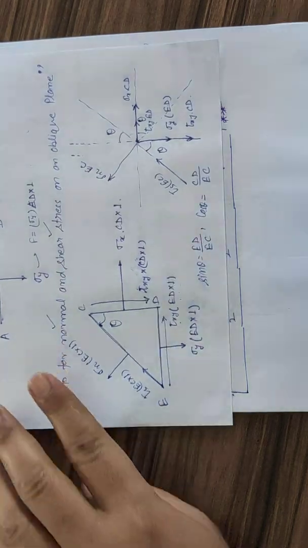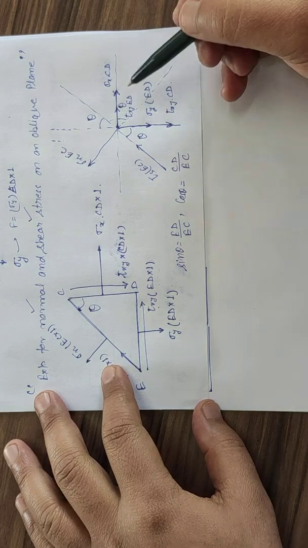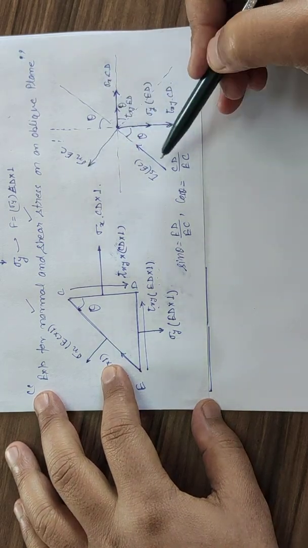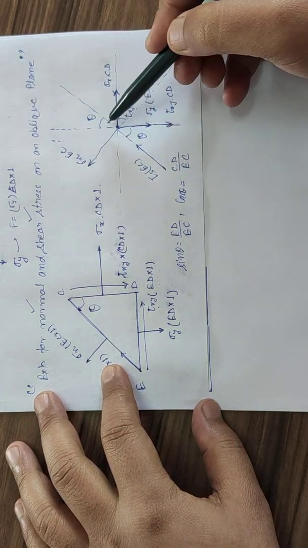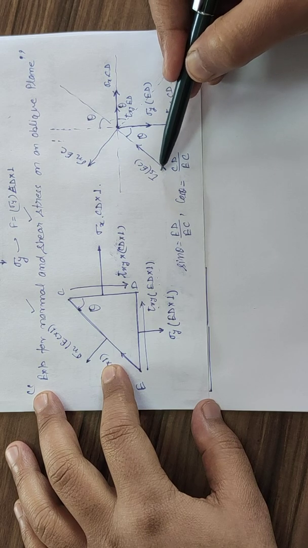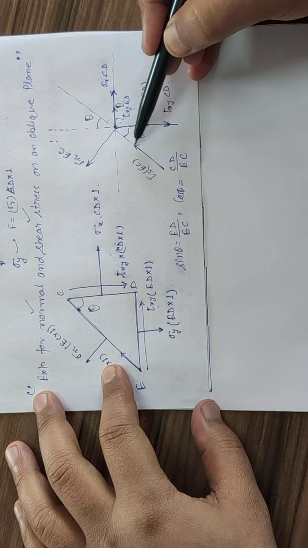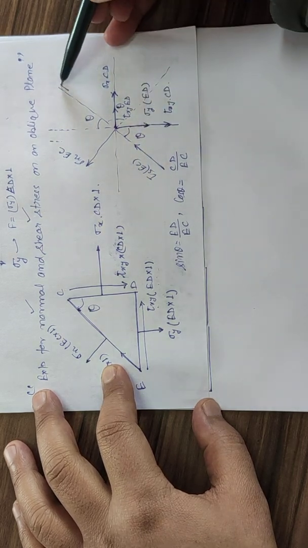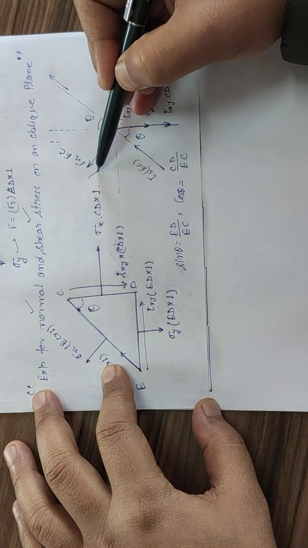Now the second part. Now we have balanced the normal stress, and now we will balance the shear stress. The shear stress tau s means the shear force which is acting in this direction. Now we have to take this direction; we have already taken the other direction.